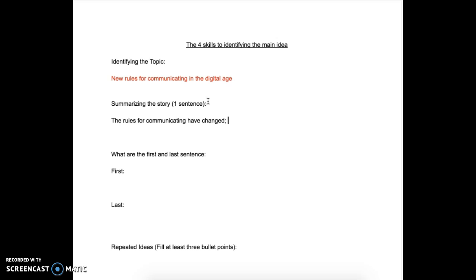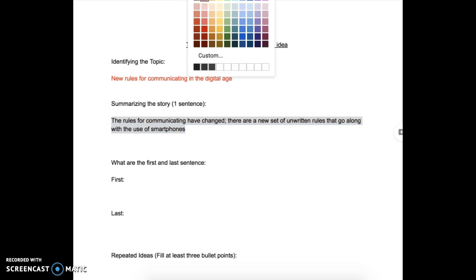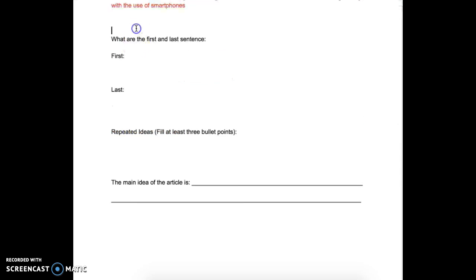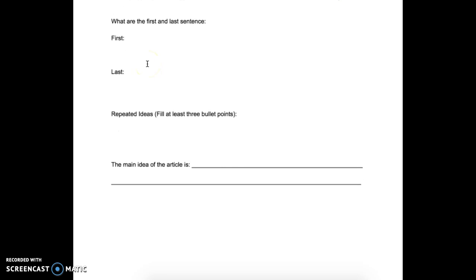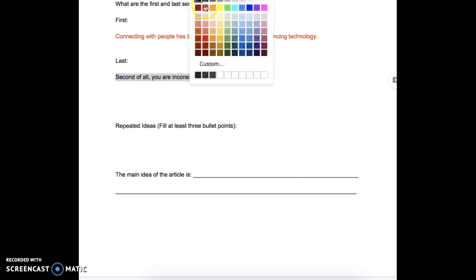semicolon, so we don't have a period. There are a new set of unwritten rules that go along with the use of smartphones. Make that red. Here, of course, we want to pull the first and last sentence. I'm going to go get those and I will print them. So I'm going to make this red.